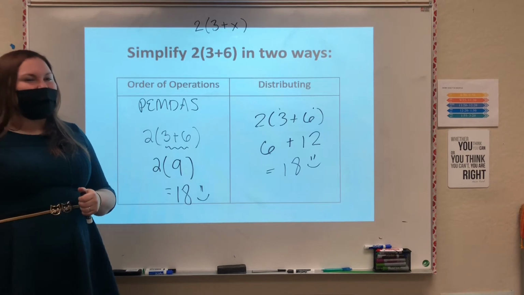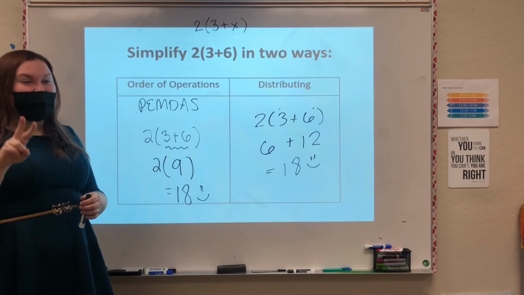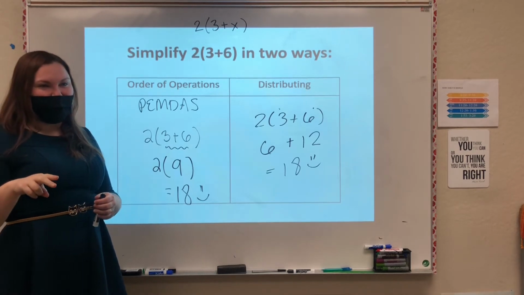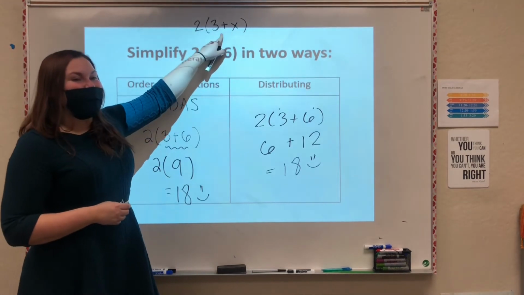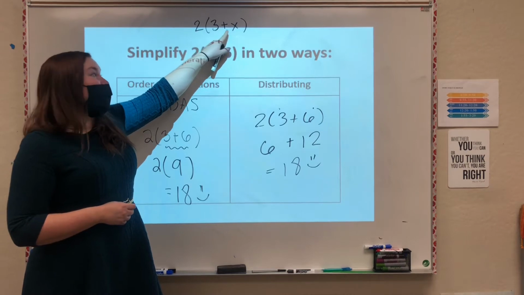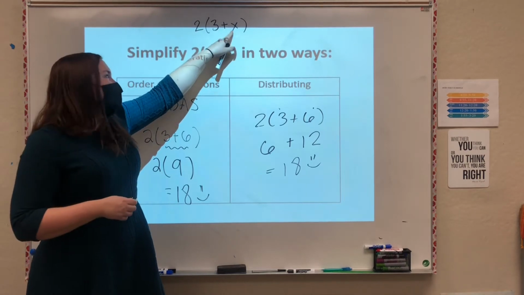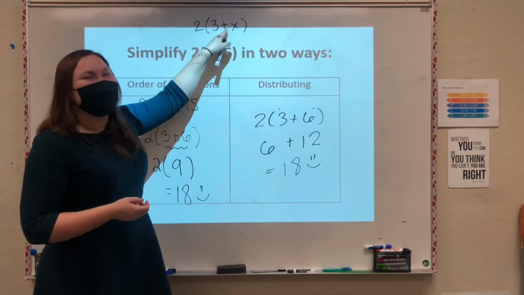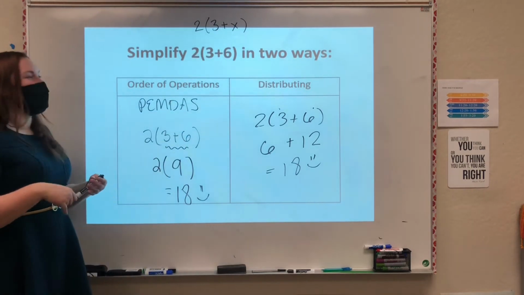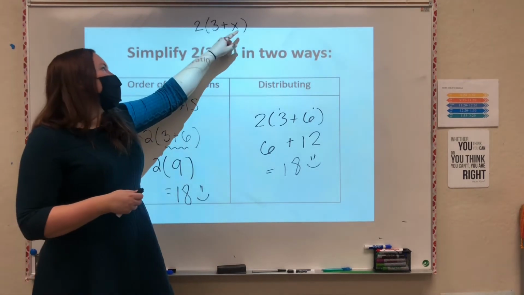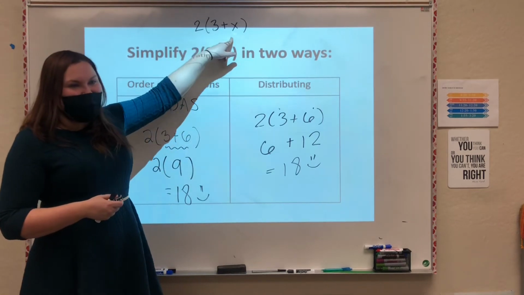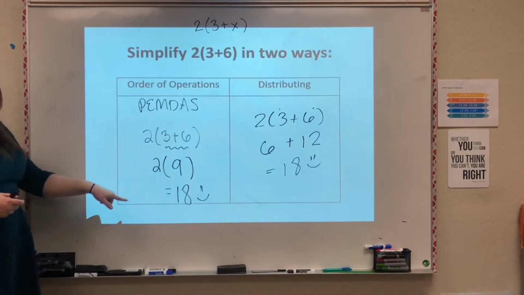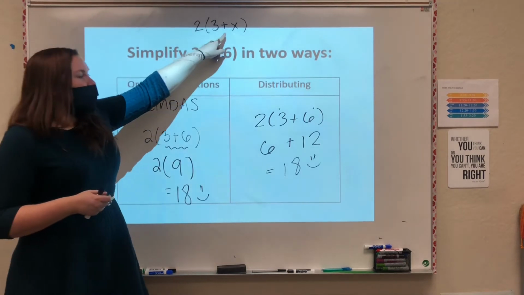Go back to what you told me during our do now. In order to combine things, what do they have to have in common? Same variable and same exponent. So can I combine these? No, they don't have the same variable, or really the same exponent. They don't have what they need in order to combine them. This is an x. This is a number. They're not the same. So I could not start in the parentheses. I could not use this way if we had a variable.